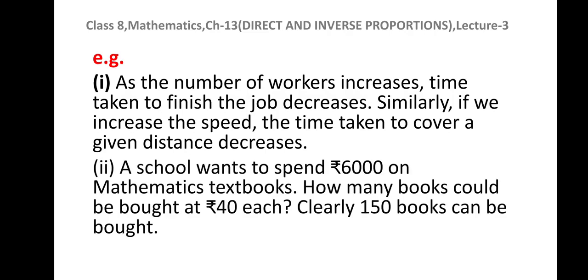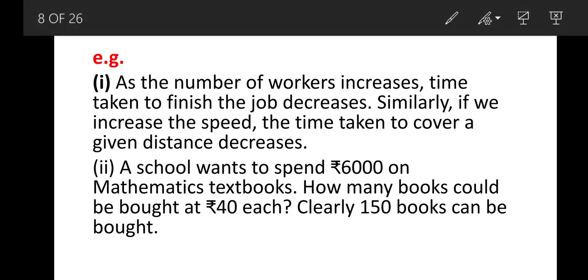Second example can be, a school wants to spend rupees 6,000 on mathematics textbooks. How many books could be bought at rupees 40 each? Clearly, 150 books can be bought. It is quite obvious, if the school has to spend rupees 6,000 to buy mathematics textbooks and the cost of one book is rupees 40, then 150 books can be bought with this amount.